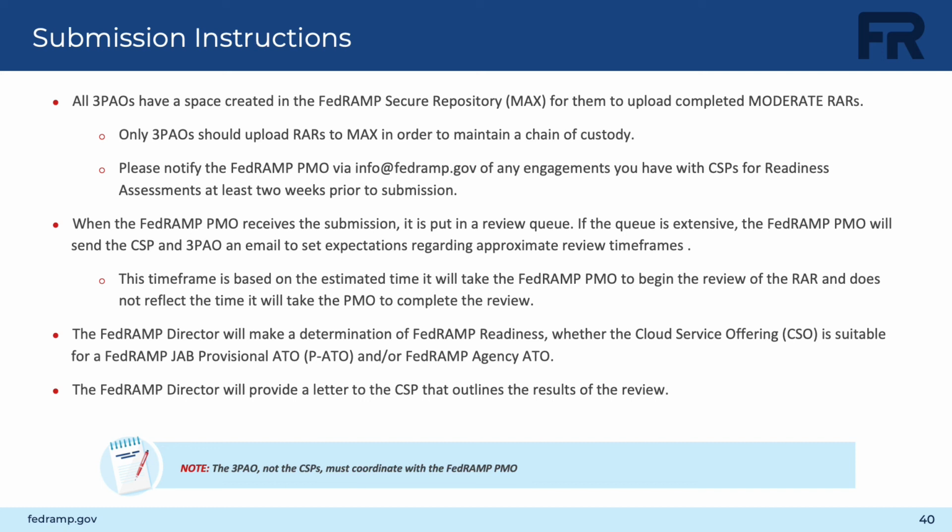Next, the FedRAMP director will make a determination of FedRAMP readiness based on the RAR, whether the cloud service offering is suitable for a FedRAMP JAB provisional ATO and/or a FedRAMP agency ATO. The FedRAMP director will provide a letter to the CSP that outlines the results of the review and JAB PATO or agency ATO suitability. Finally, it is important to remember that the 3PAO, not the CSP, must coordinate with the FedRAMP PMO.